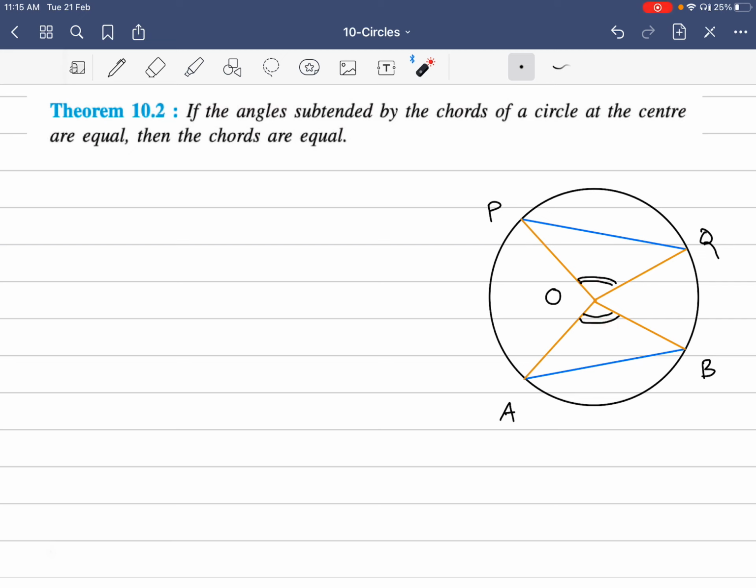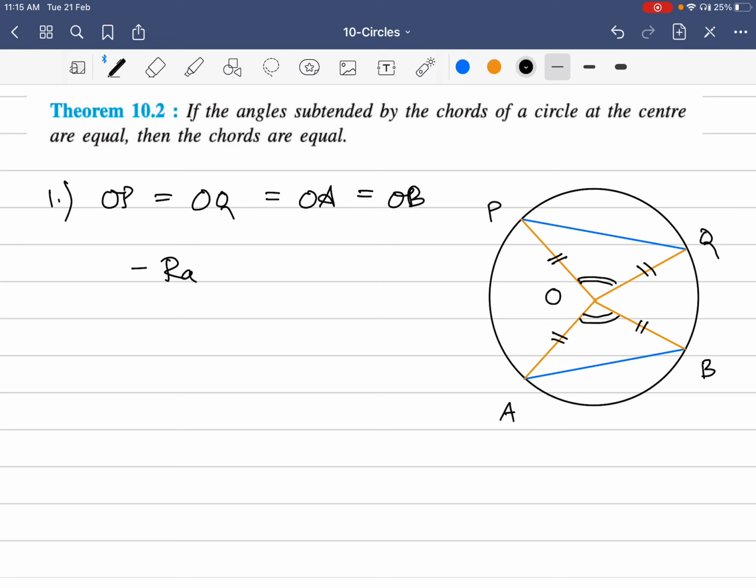Once again, we are going to use a test of congruency of triangles, and the flow is very much the same. First of all, we know that OP is equal to OQ is equal to OA is equal to OB. Why so? Because they are all the radii of the same circle. This is point number one.